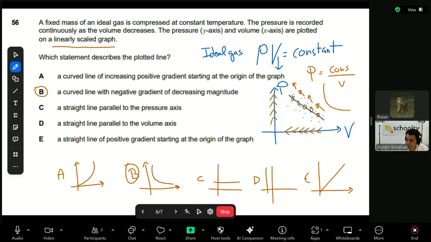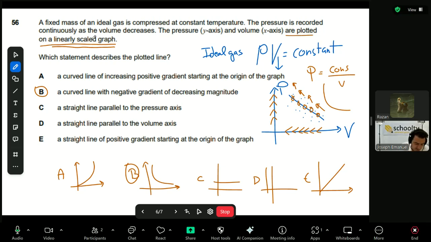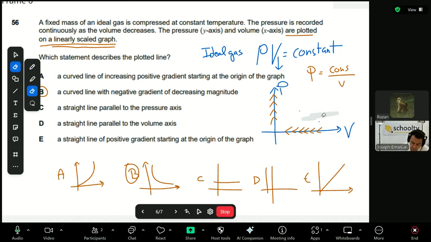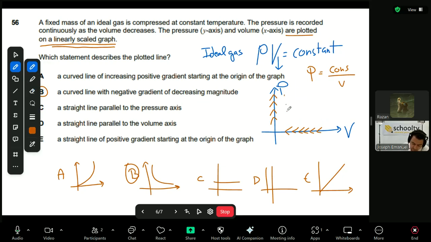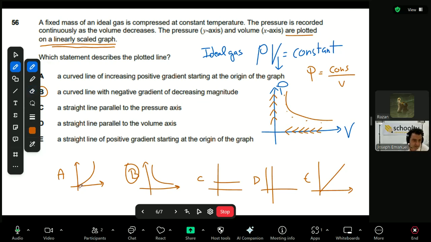Maybe the y-axis and the x-axis. I guess plotted on a linear scaled graph means the scales of the axes are linear, not logarithmic or something. They don't speak about that. So you have scattering like this. If you want to keep the same multiplication, it should look as B describes. So the answer is B, and this is the correct answer.